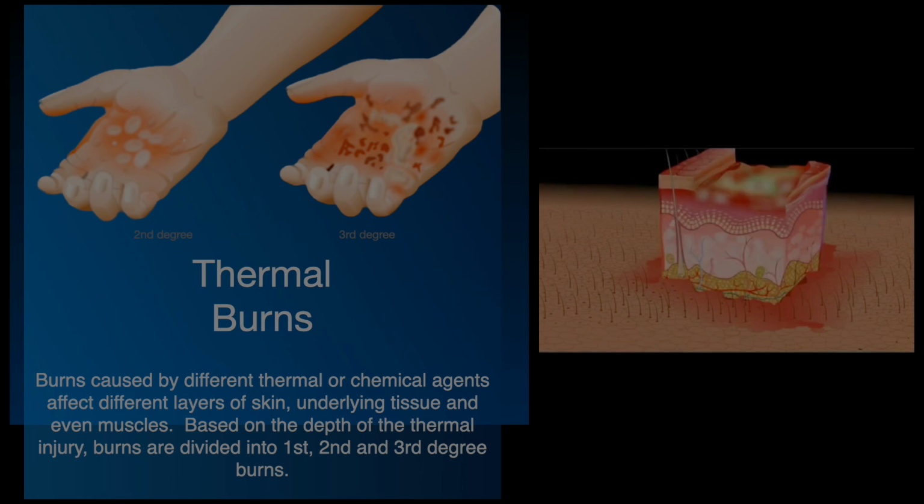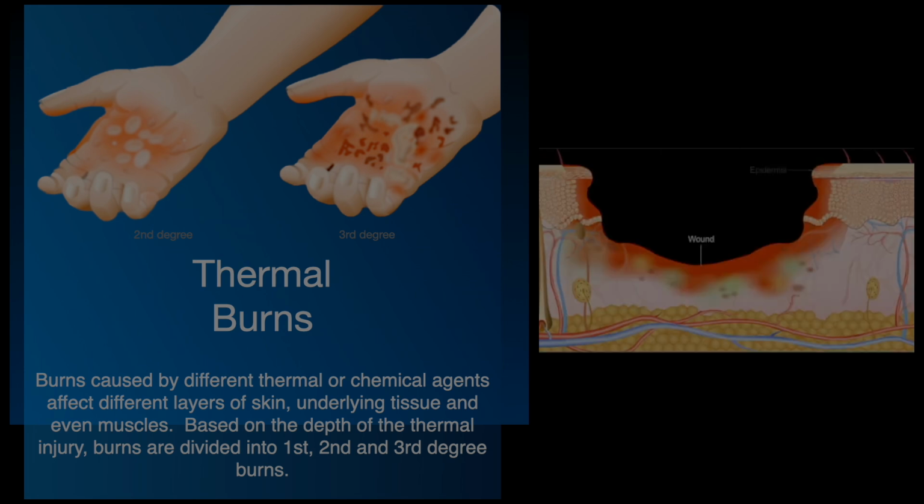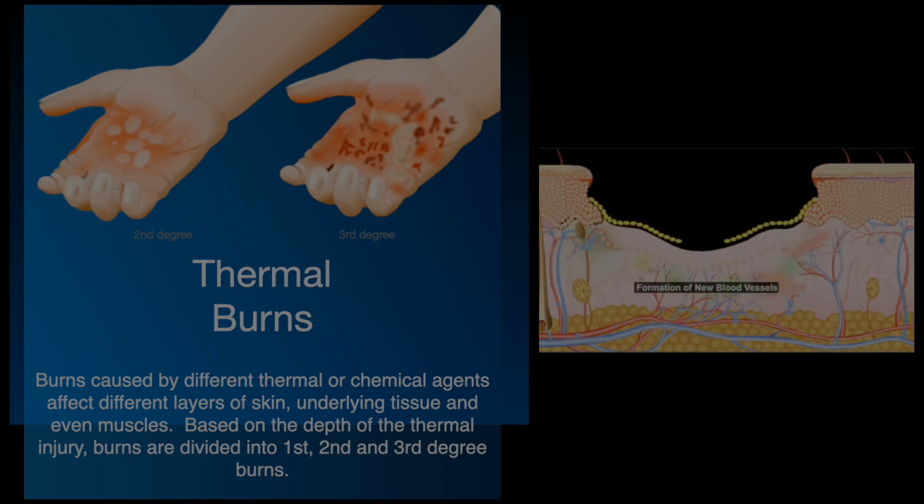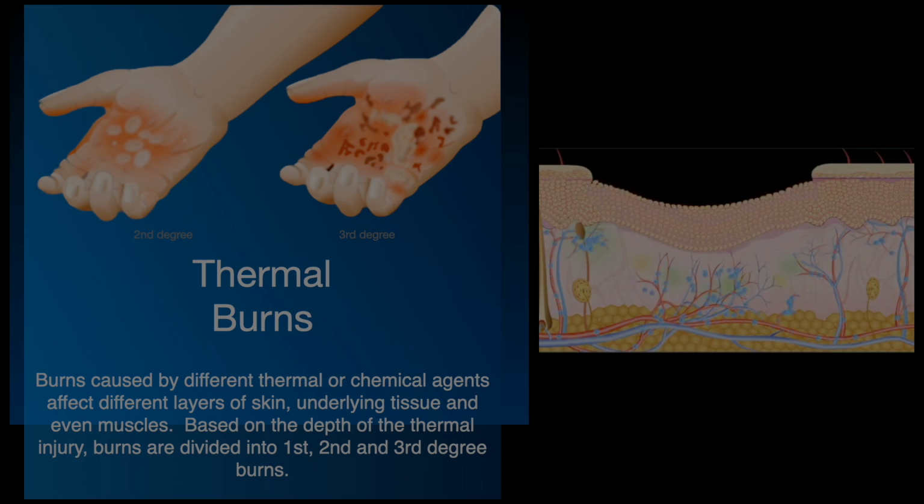Burns caused by different thermal or chemical agents affect different layers of the skin, underlying tissue, and even muscles. Based on the depth of the thermal injury, burns are divided into first, second, and third degree burns. Hyperbaric oxygen therapy can be used within the context of first and second degree burns without surgery, and in addition to surgery for third degree burns.